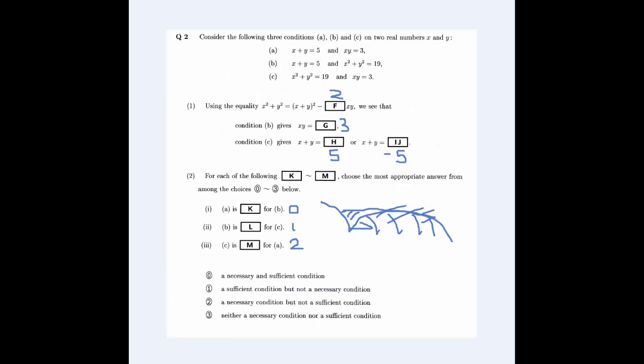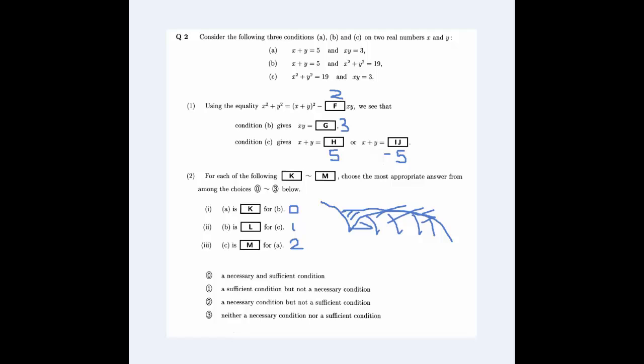2. Consider the following 3 conditions a, b, and c on 2 real numbers x and y. A. x plus y equals 5 and xy equals 3. B. x plus y equals 5 and x squared plus y squared is 19. C. x squared plus y squared equals 19 and xy equals 3.